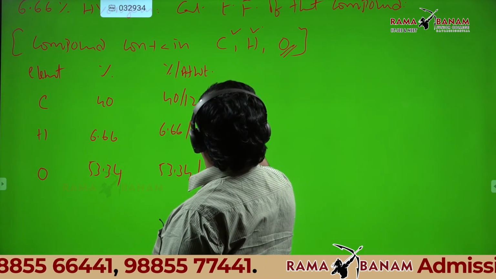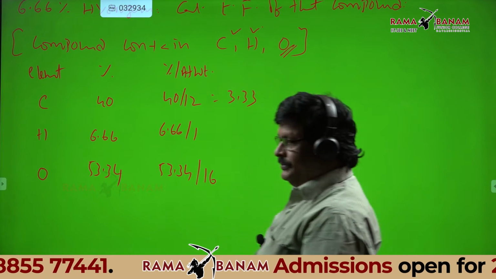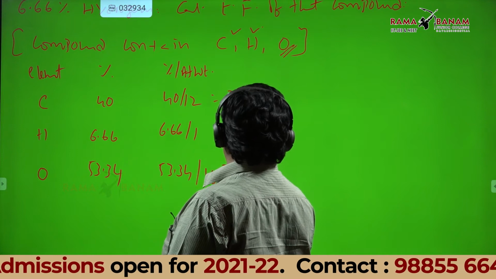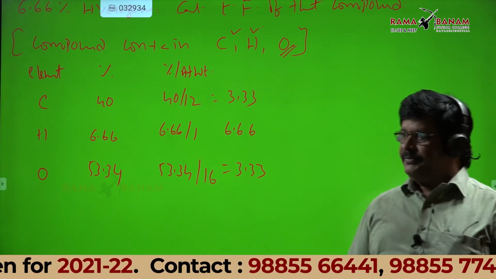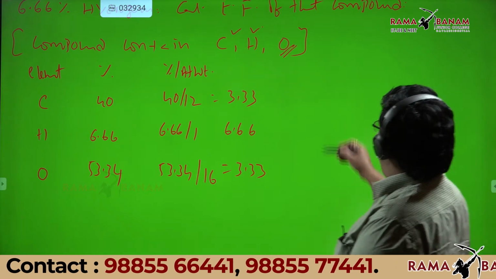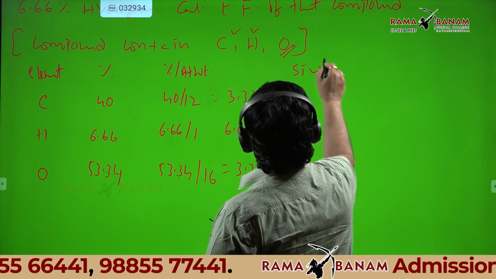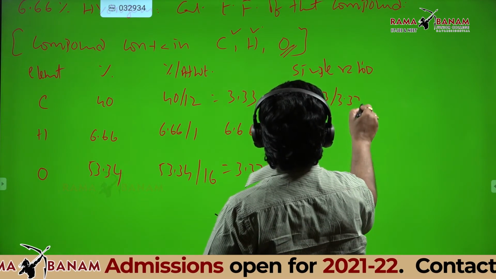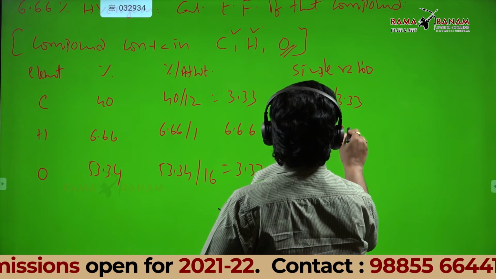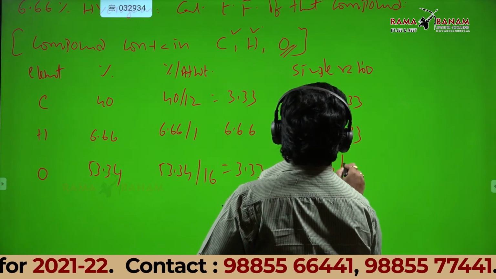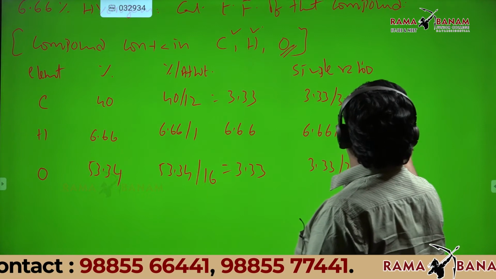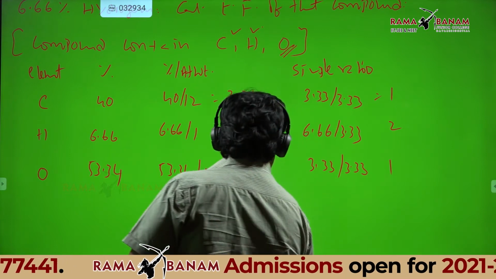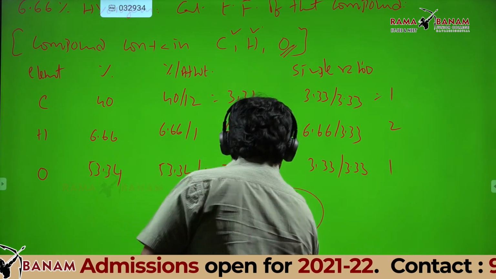Then this is 3.33, this is 6.66, this is again 3.33. Then what is the last column? Simple ratio. Divide all by the minimum number, 3.33. 3.33 by 3.33 is 1, 6.66 by 3.33 is 2, 3.33 by 3.33 is 1. So 1, 2, 1: CH2O. That's it.